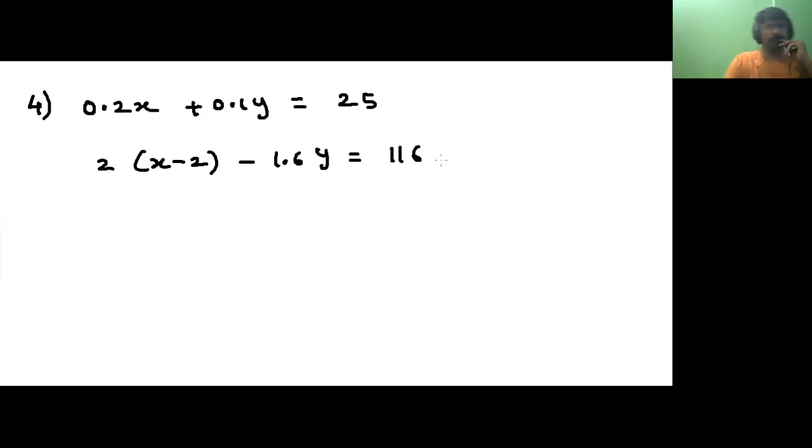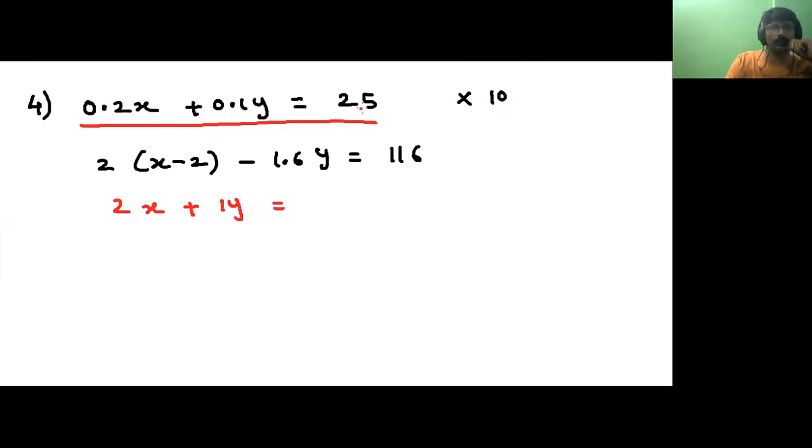Now, how to do this type of question? It's really easy. When you have to use the substitution method, if you want to get rid of the decimal, you can multiply by 10. You will get rid of the decimals. You want me to show? Yeah, sure. If you multiply this entire equation by 10, 0.2 into 10 will become 2x plus 0.1 into 10 will become 1y, which equals 25 into 10, which is 250.